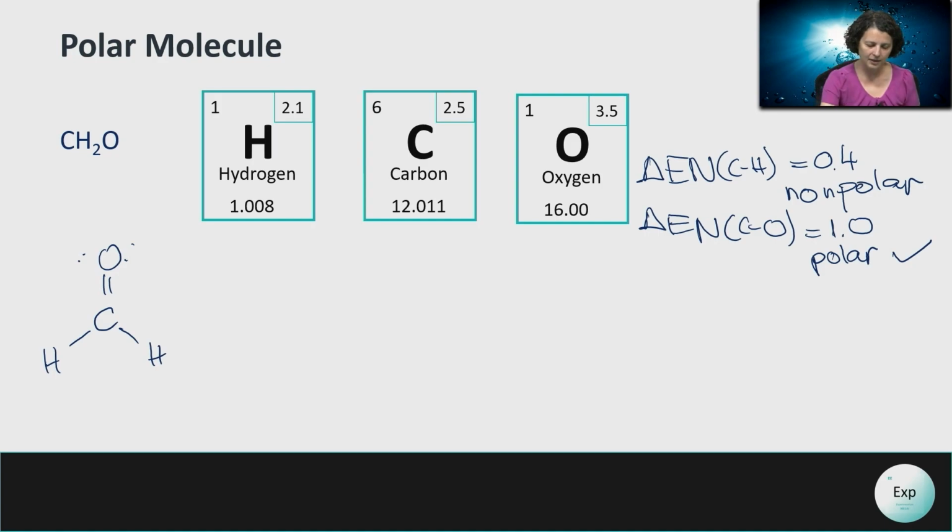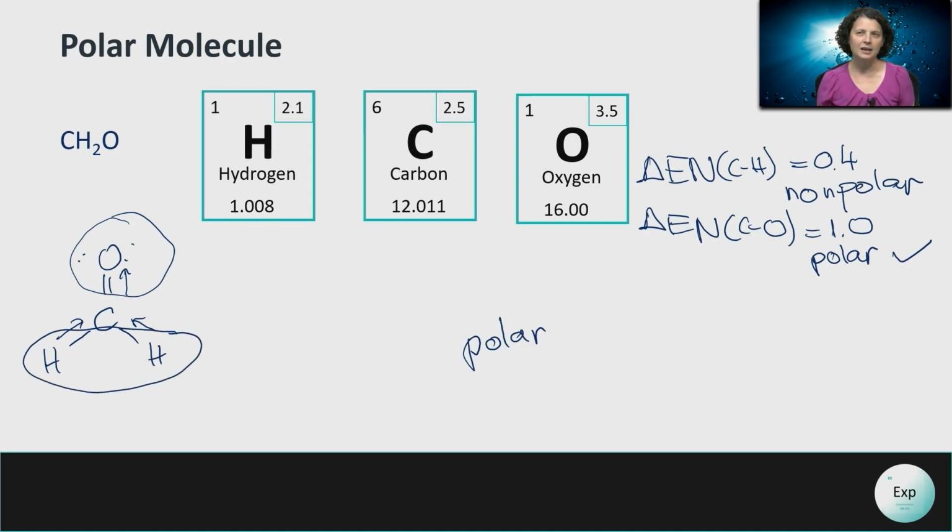If we look at the electron density transfers, the electron density moves from hydrogen to carbon and then from carbon to the oxygen. So the electron density is moving in one direction, making our molecule polar. Another way to look at it, this is not a completely symmetric molecule because on the one side we have oxygen and the other side we have two hydrogens, giving us an unsymmetrical arrangement.